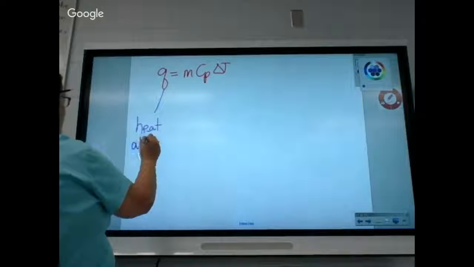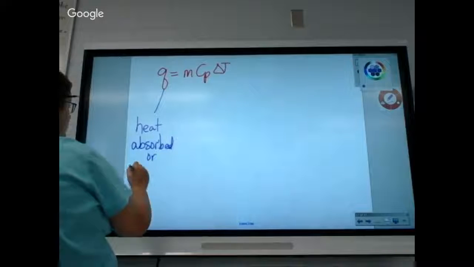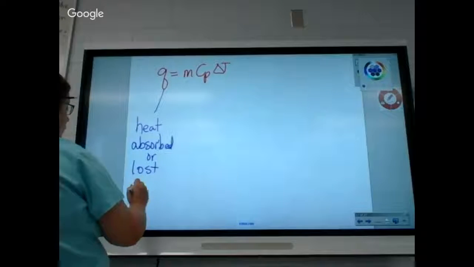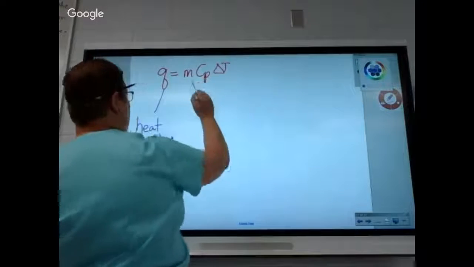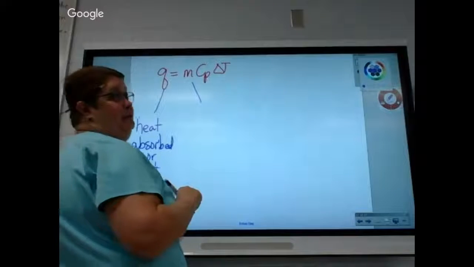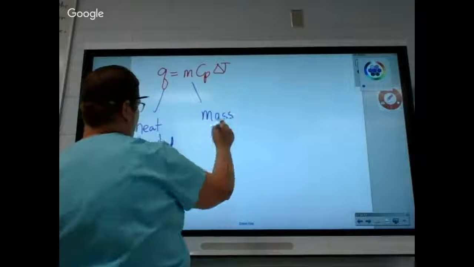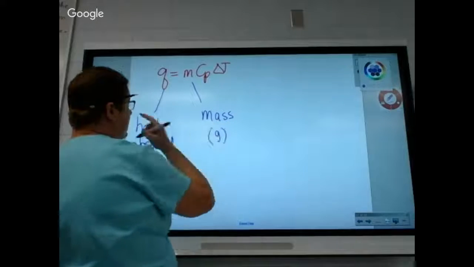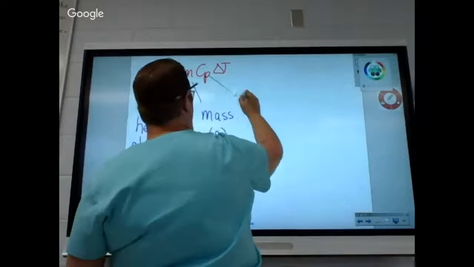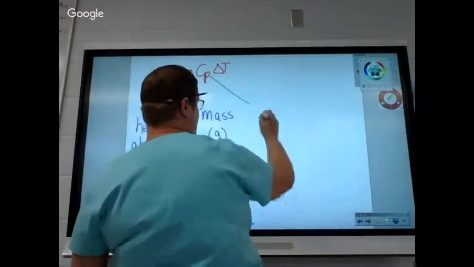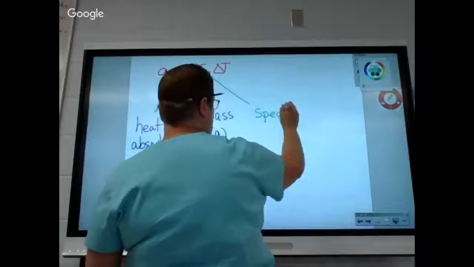Q is heat absorbed or lost. It will be in joules or J. M is a sneaky one. What do you suppose M stands for? Yes. I got it right. I'm so proud of myself. Which is in grams. Now, CP is a new one. CP is one variable. Even though it has two letters, it's one variable. It stands for specific heat.